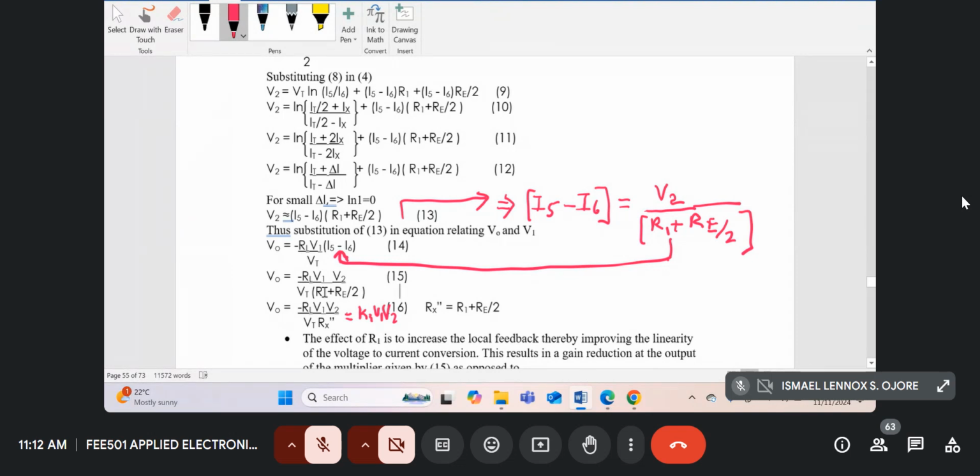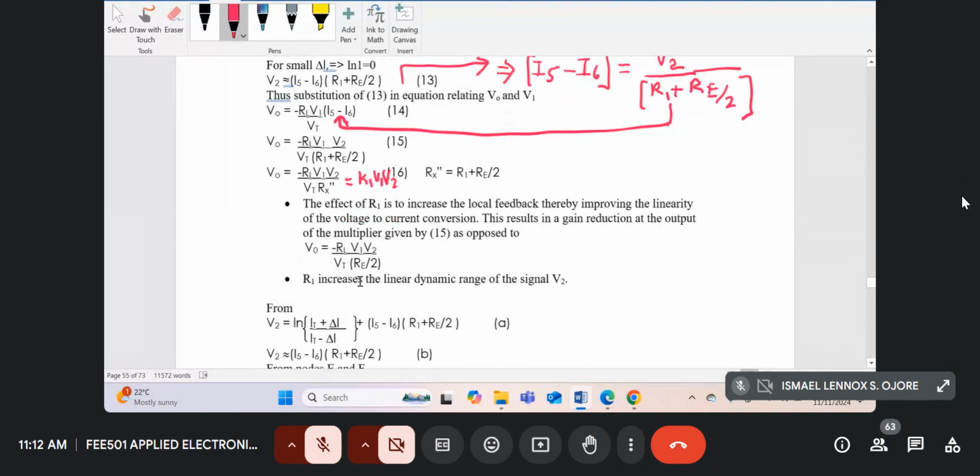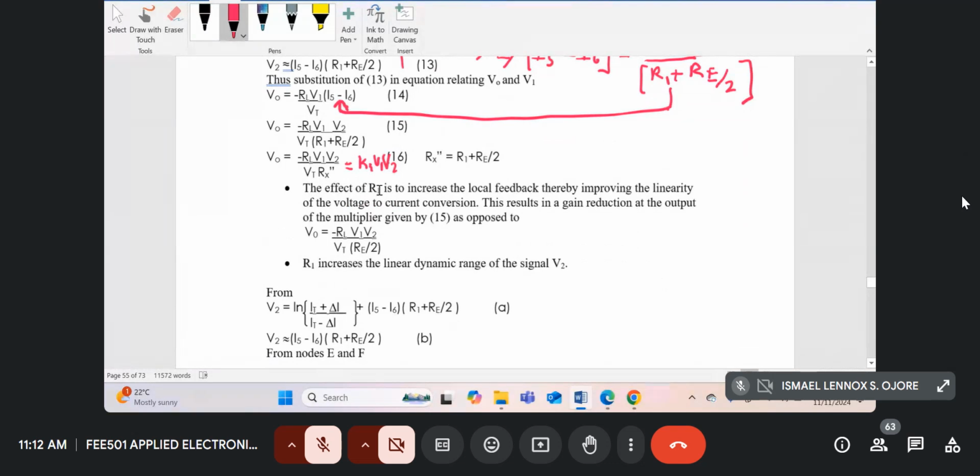For example, if R1 is equal to 0, then in the bottom bracket, all that remains is RE by 2. But if R1 is something, then you go to add R1 plus that RE by 2. So I've concluded and said that the effect of R1 is to increase the local feedback, thereby improving the linearity of the voltage to current conversion. This results in a gain reduction at the output of the multiplier.